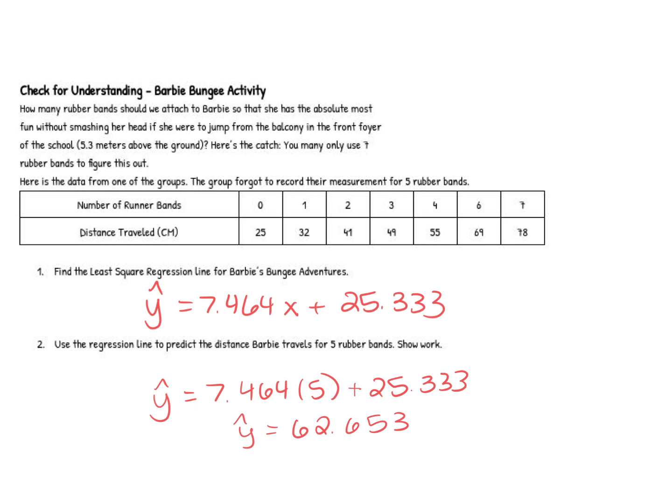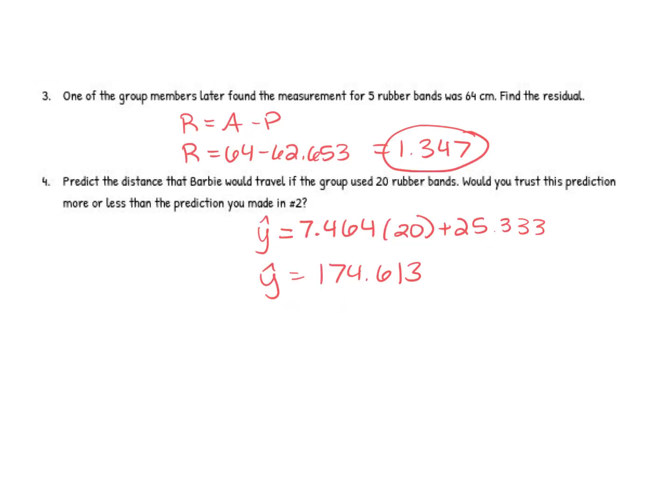Okay, here are the answers to our Barbie bungee activity. There's our least square regression line in number 1. And then we need to find out what happened for 5 rubber bands, so we plug in that 5 and we get our answer. 3 finds our residual. Do your actual minus your predicted. And then 4 wants us to predict for 20 rubber bands, so we plug in our 20.